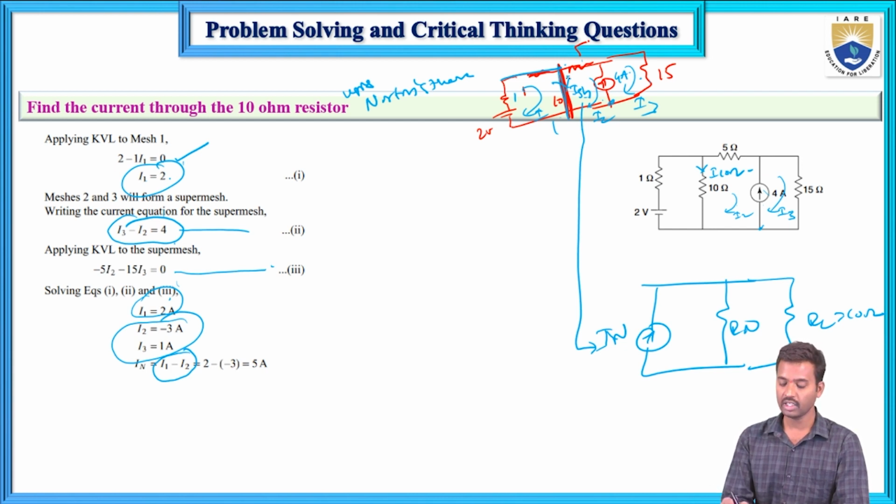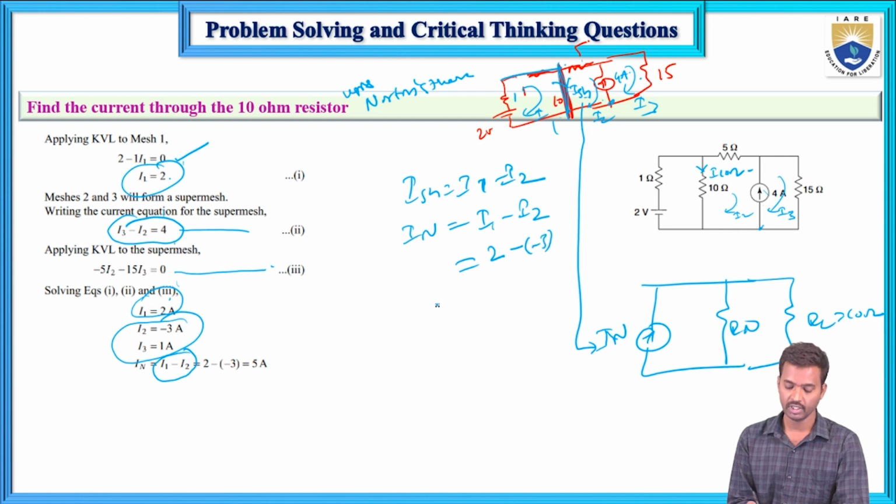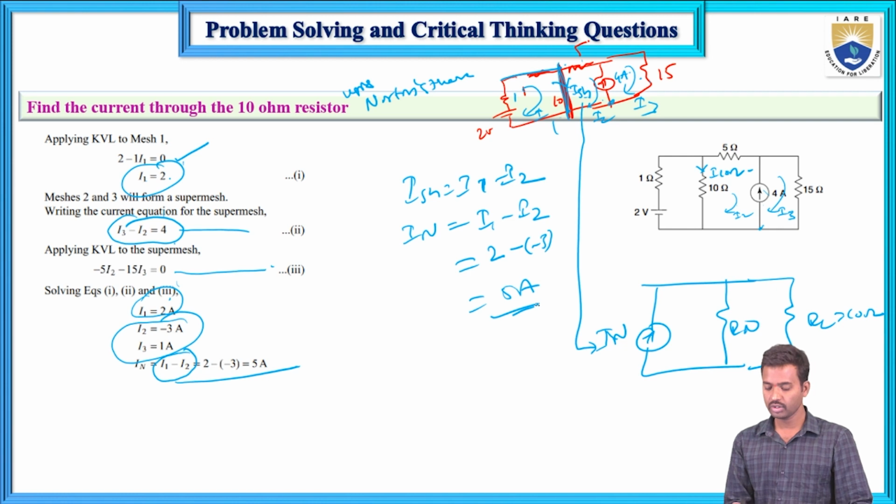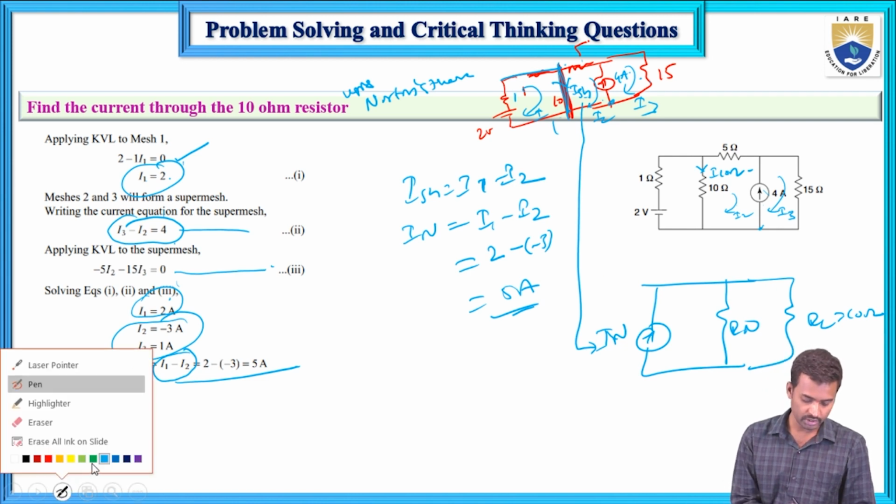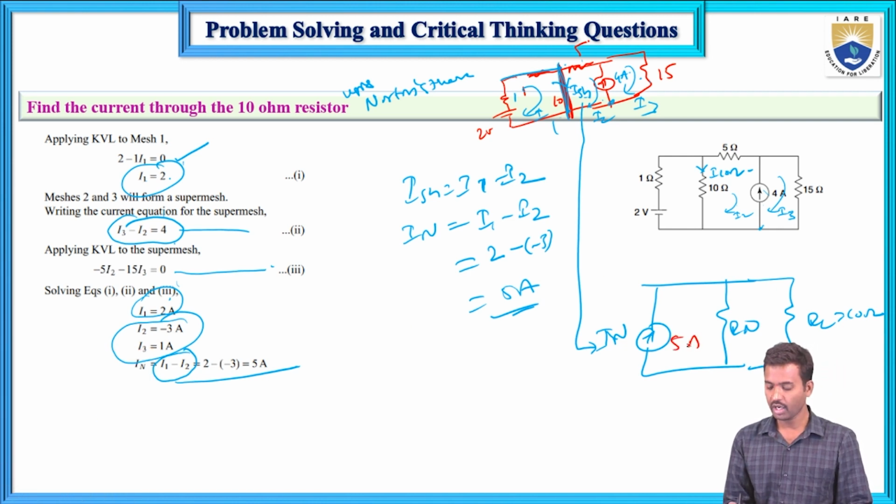Now ISH equals I1 minus I2. ISH means that is IN, I1 minus I2. What is I1 here? 2, and I2 is minus 3. So that value is 5 amperes. So now this is the 5 amperes. Let me change the color over here. This is the 5 amperes.